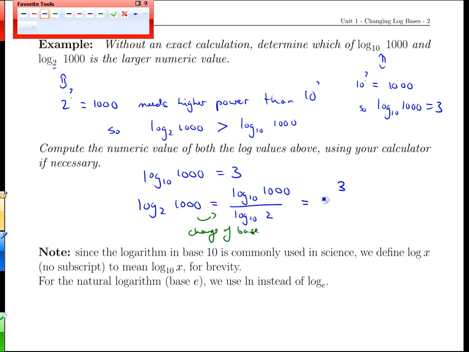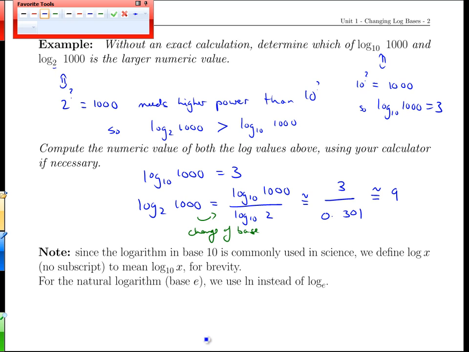So let's actually do this in pieces. If we take our calculator out, we find a value here of approximately 0.301, and dividing those, we're going to get a value around 9. So clearly log base 2 of 1,000 is much higher. It's around 9 compared to log base 10 of 1,000. So that just helps us with some ballpark calculations.